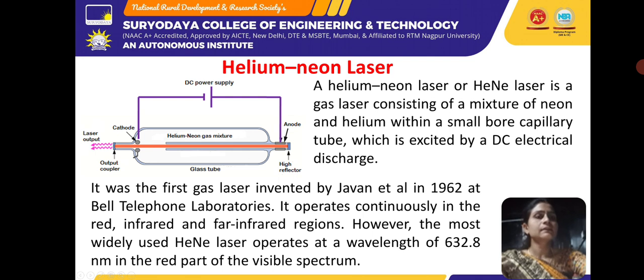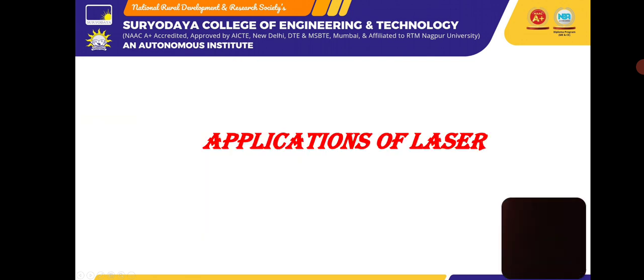Then next is the example of gas laser, that is helium neon laser. A helium neon laser is a gas laser consisting of a mixture of helium and neon in a small bore capillary tube. Here the ratio of helium and neon is 10:1. It was the first gas laser, invented by Javan et al. in 1962 at Bell Telephone Lab. It operates continuously in the red, infrared and far infrared region, and the most widely used helium neon laser operates at a wavelength of 632.8 nanometer in the red part of the visible spectrum.